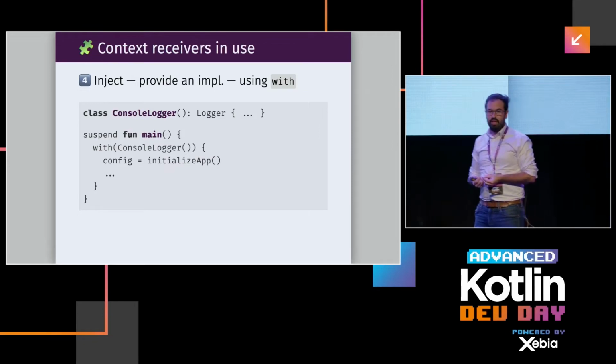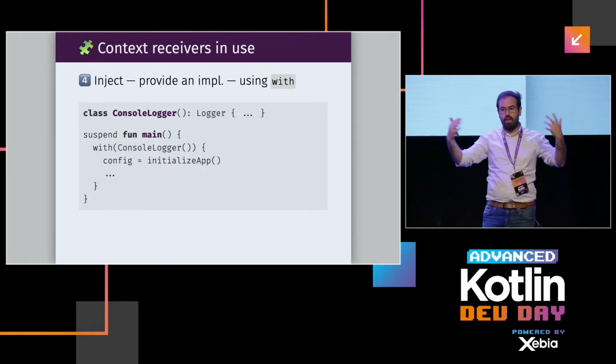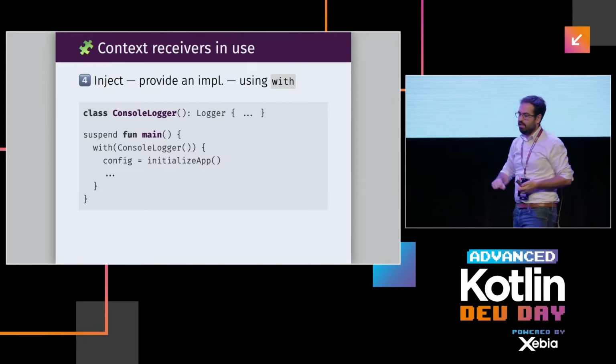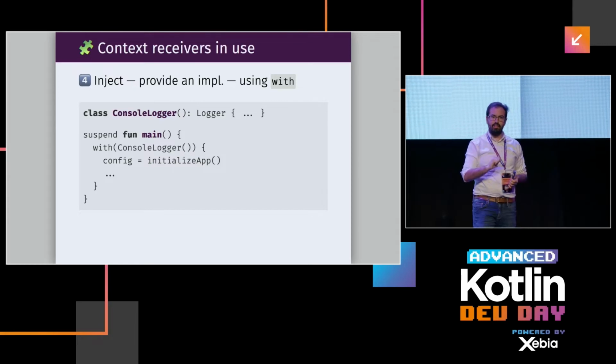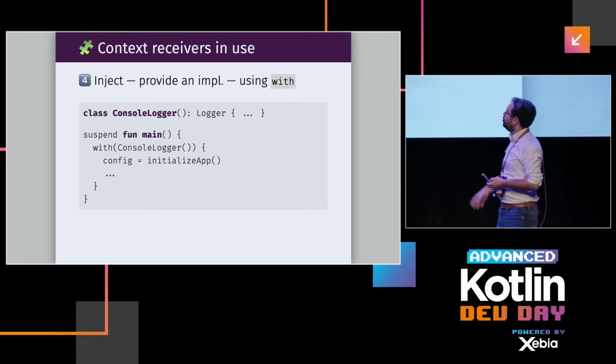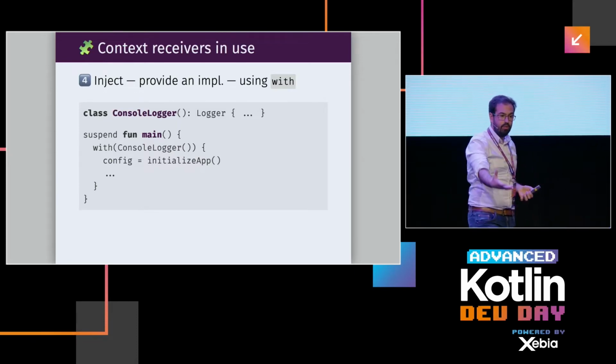And the last part is at some point, you need to provide this logger, right? I mean, until now, you are declaring that you depend on this interface. But you can use this with function. And the fact that it's a function is something quite interesting. We will delve into that later. But with this function, what you do is you bring this console logger into a scope.